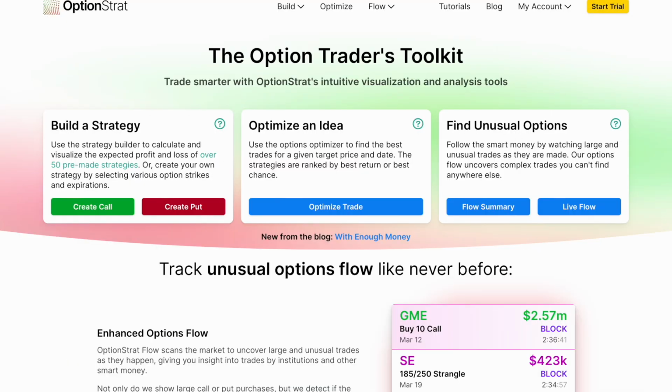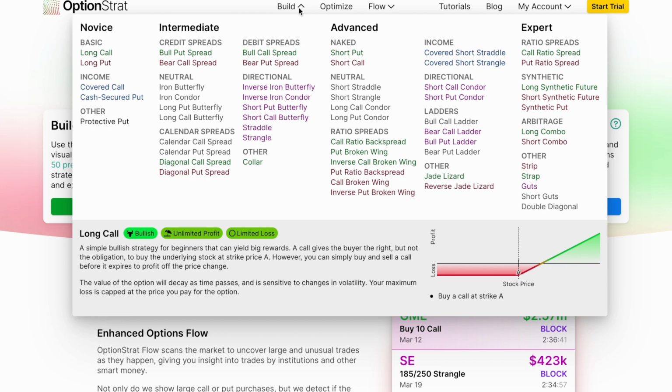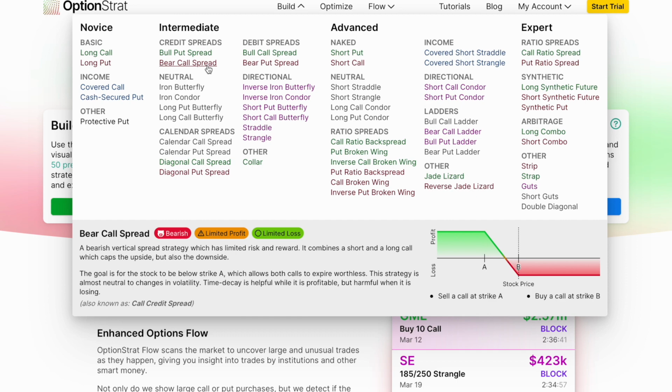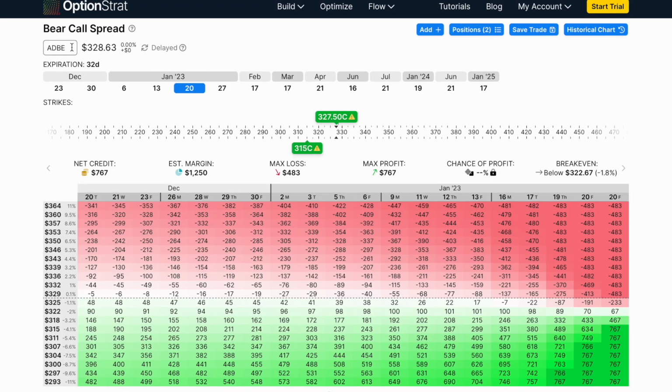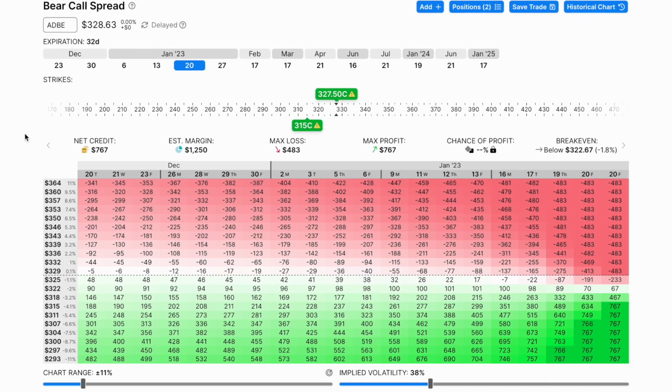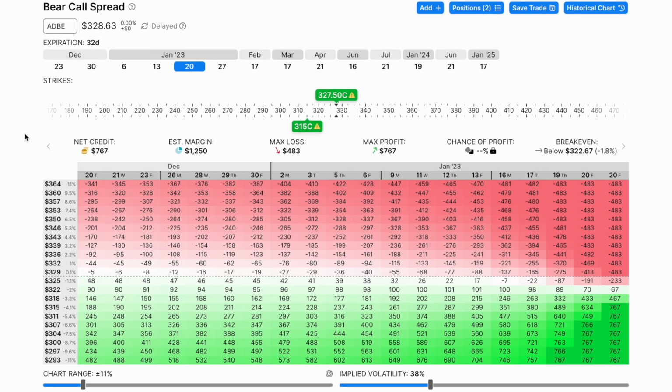So I'm going to walk you through option strat here and go over the option strategy that I personally think you could utilize, but this is just my opinion. It's going to be a bear call spread, also known as a call credit spread. The reason I'm doing a call credit spread is because, yes, Adobe's stock price is increasing slowly, but I think we are in a bear market and there's a potential recession. So I'm going to utilize this bearish strategy to create additional income.